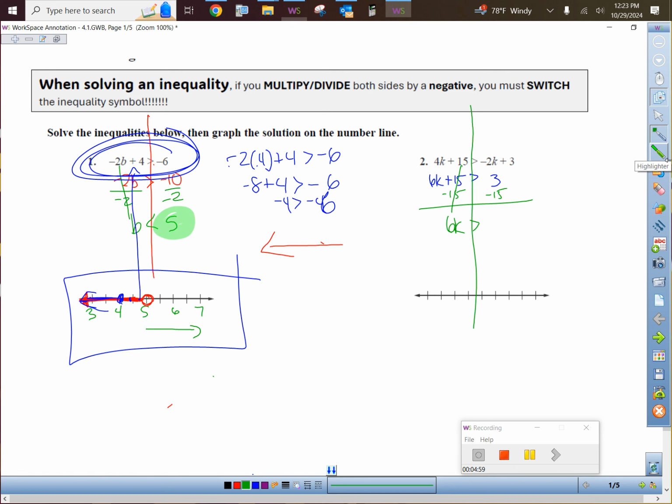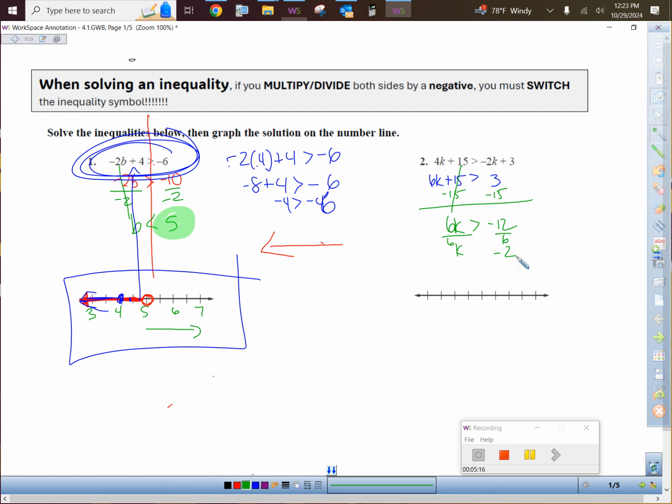So good. And then what's 3 minus 15? If you need to punch that in a calculator, you can. Negative 12. One more move. What's my move to get k all by itself? Divide by 6. So should the symbol switch? I get a negative 2 over there.